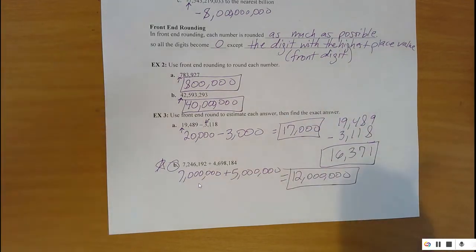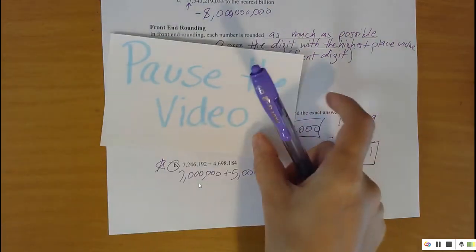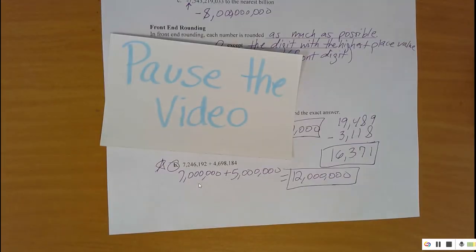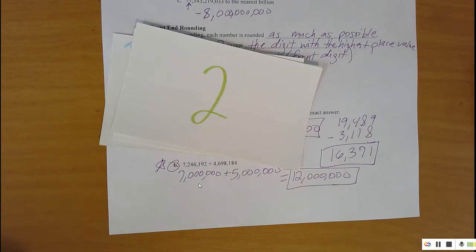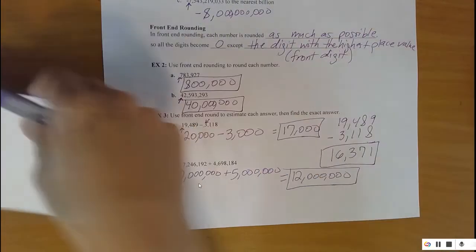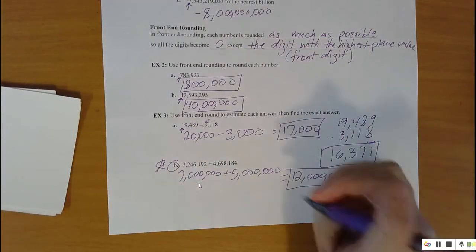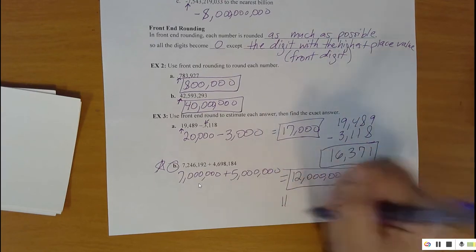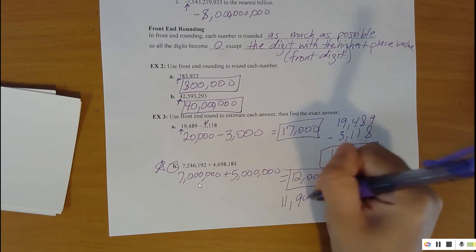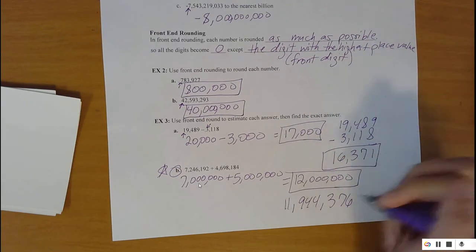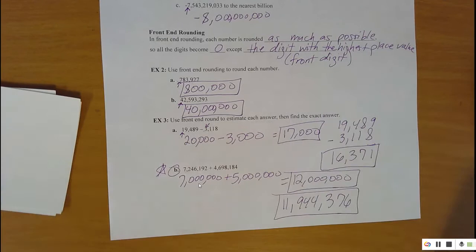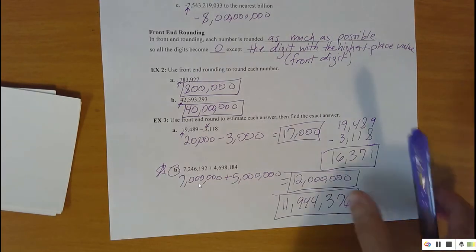Okay. Next up, see if you can do your adding. So pause your video again, give me an exact answer, and work through your addition. And I will show you the answer in 3, 2, 1. Alright, your exact answer should be 11,944,376. Hope that went all right for you guys. If you have questions, of course, always reach out to me. Okay.